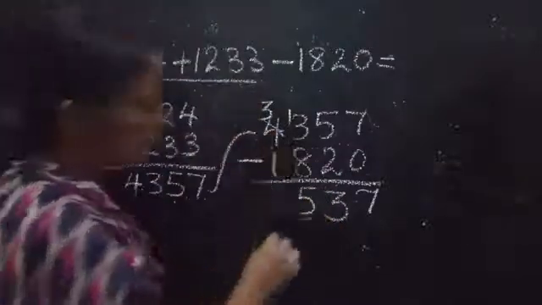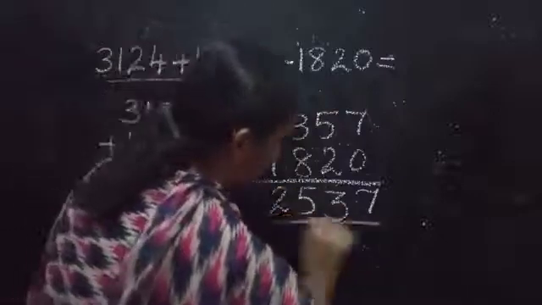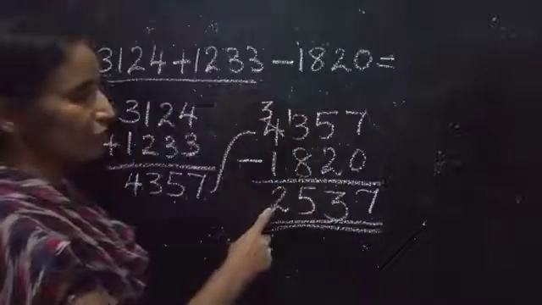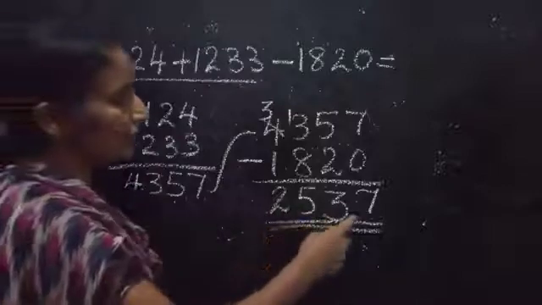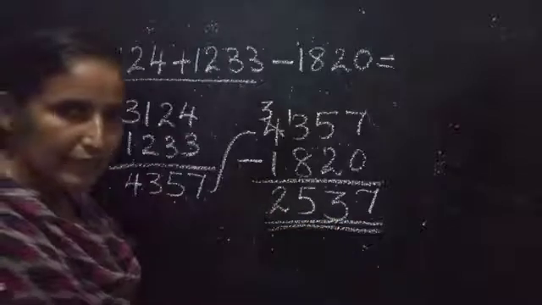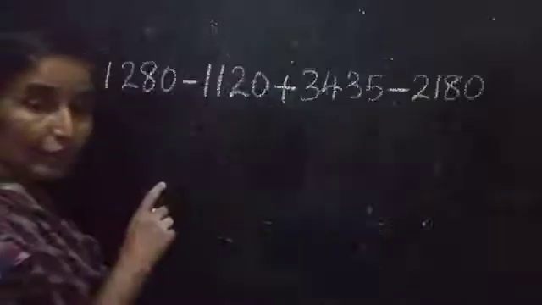3 minus 1, 2. So what is the answer we are getting? 2,537. Do you understand? Okay. Here we have 4 numbers.